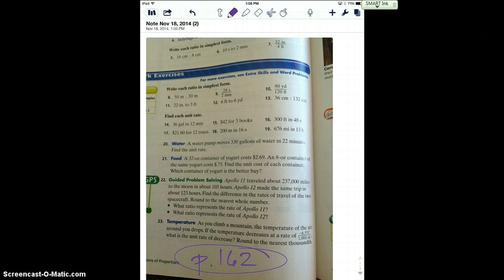So we're going to look at this first set in which it asks to write each ratio in simplest form. So let's just try a couple of these. Let's go ahead and try this one. So this is a ratio. You're comparing two quantities, and in this case 50 meters to 30 meters, and we need to simplify that.